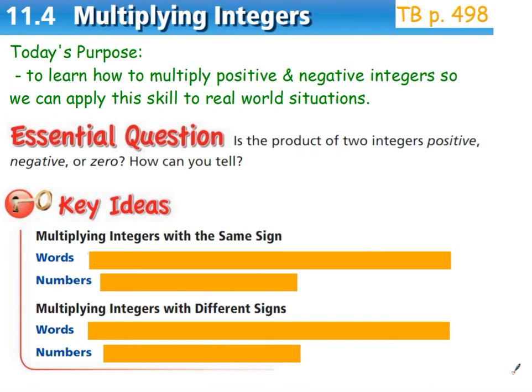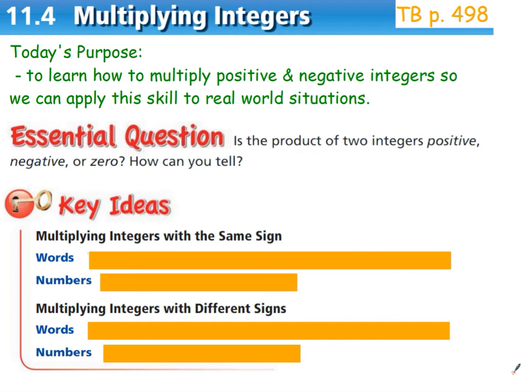Please open up your textbook to page 498. Today we are going to do lesson 11.4, multiplying integers. Our purpose is to learn how to multiply positive and negative integers so that we can apply this skill to real-world situations. Okay, first we need to talk about a few rules.